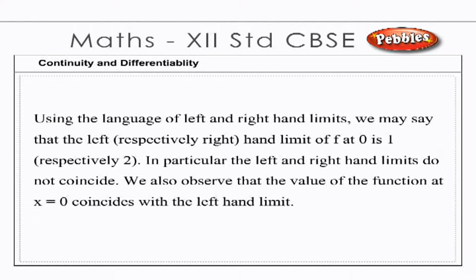Using the language of left and right-hand limits, we may say that the left, respectively right-hand limit of f at 0 is 1, respectively 2. In particular, the left and right-hand limits do not coincide. We also observe that the value of the function at x is equal to 0 coincides with the left-hand limit.